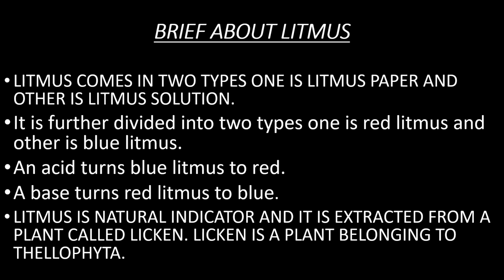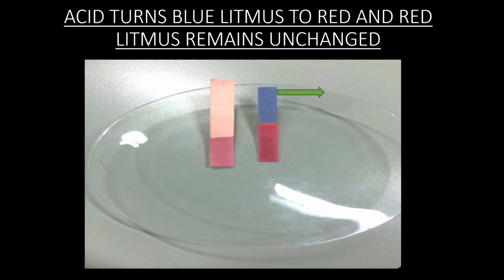Litmus is a natural indicator and it is extracted from a plant called lichen. Lichen is a plant belonging to Thallophyta. It means this is extracted from a plant.